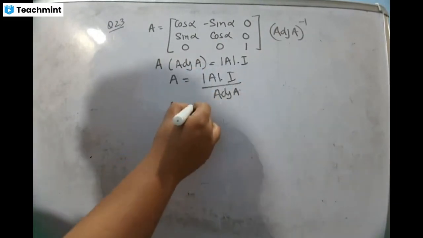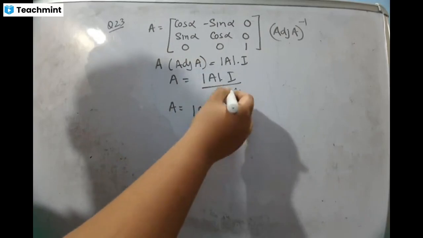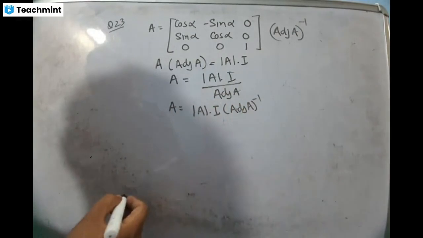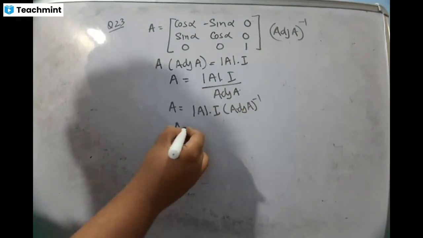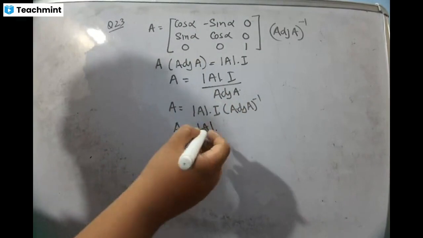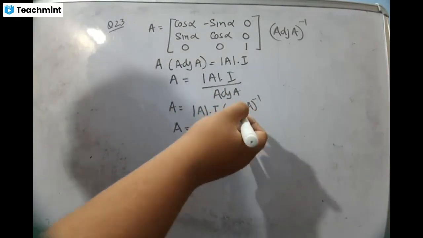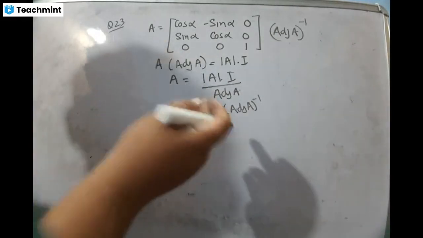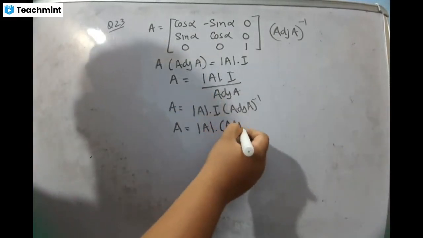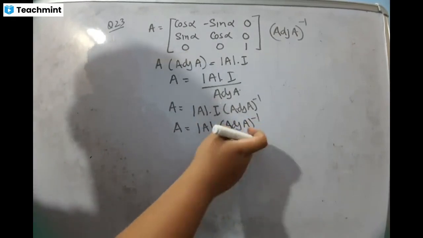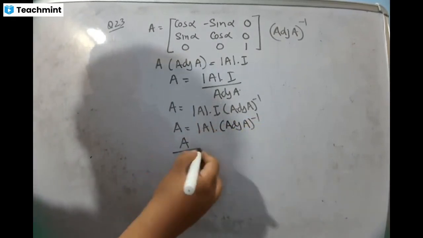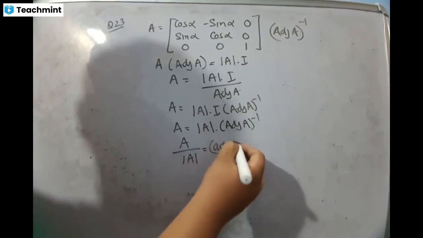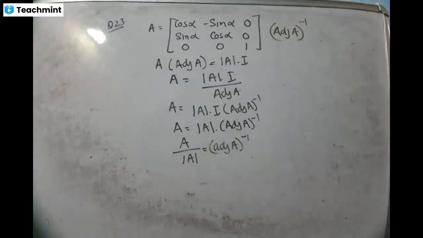Next, capital A equal to determinant A into I, and adjoint A goes up and becomes adjoint A to the power minus 1, isn't it? So capital A equal to determinant A into identity into any matrix, because the inverse of the adjoint A is also a matrix. A matrix into its identity will always give you adjoint A to the power minus 1. I need to find this, so the determinant goes down. So A divided by determinant A is nothing but adjoint of A to the power minus 1.